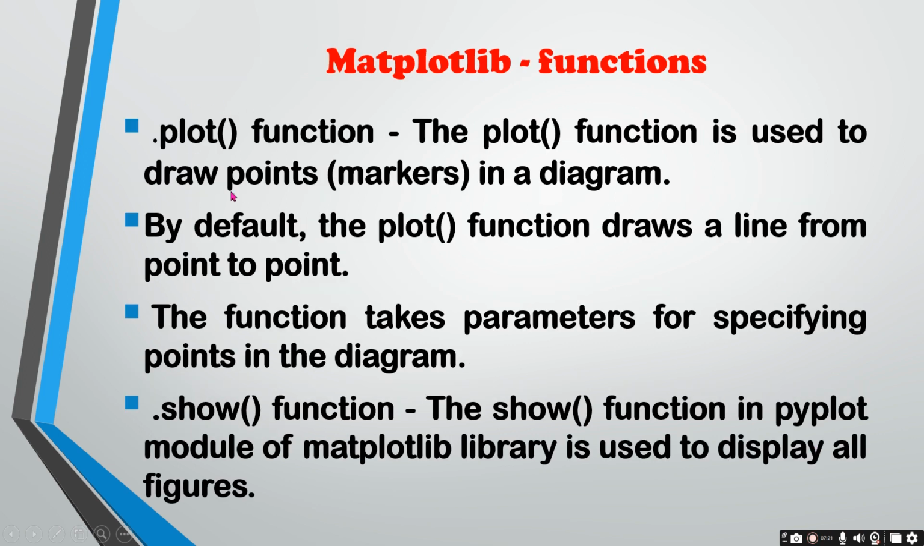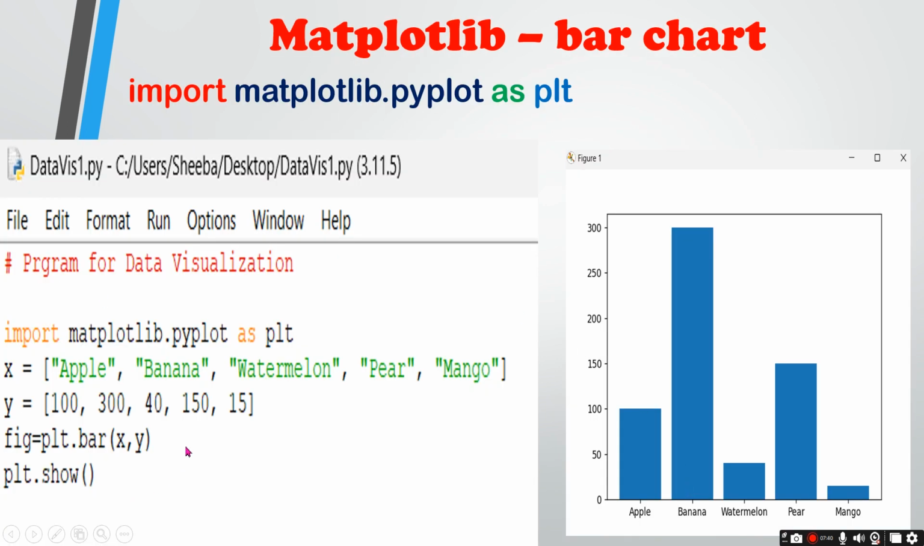So what is this dot plot function? It is used to draw points in the diagram, and it is used to draw a line from point to point. And the dot show function is used to display the figure. If you understand, this is very simple. So here, for a line chart, I use dot plot.